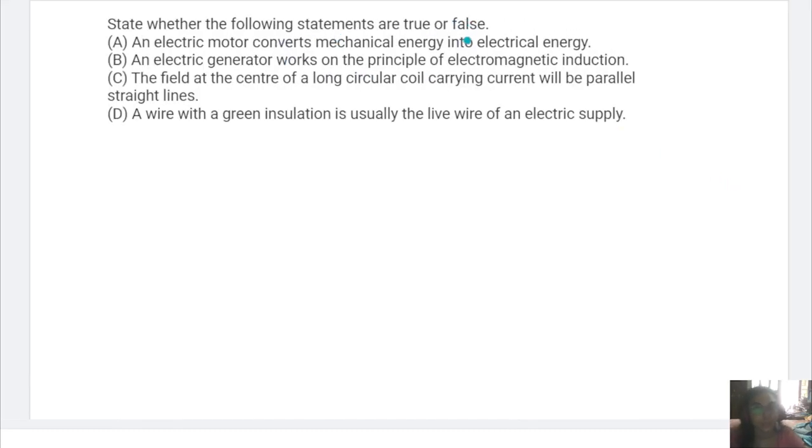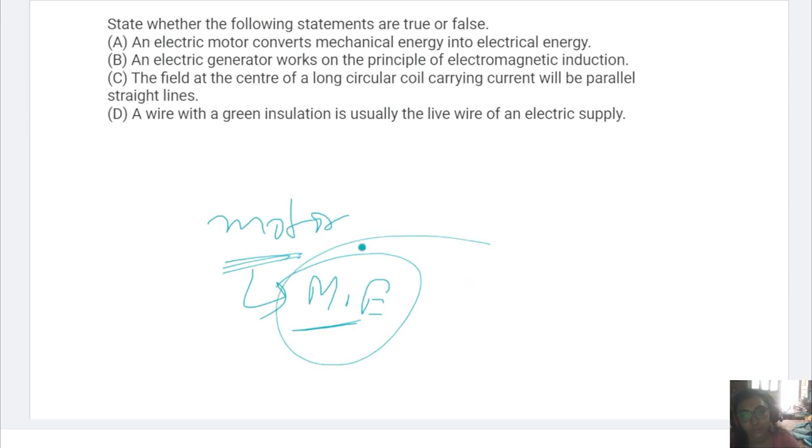State whether the following are true or false. An electric motor converts mechanical energy into electrical energy. No. Because the term motor means that mechanical energy is being produced, right? So this will be false, because in an electric motor, electrical energy is converted to mechanical energy. Generator works on the principle of electromagnetic induction. Yes, because we generate current, which is the whole principle of electromagnetic induction.